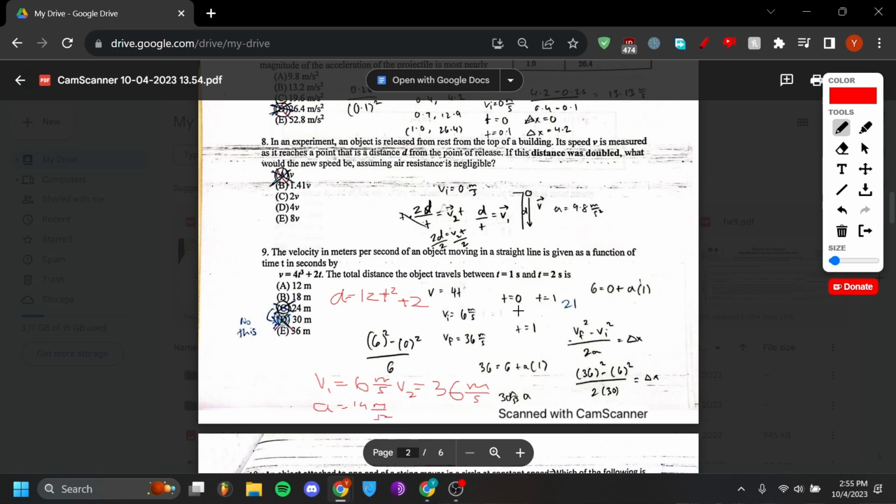Okay, and then we just do Vf squared. You just do equation 5. Equation 5, V2 squared equals V1 squared plus 2A delta X. So you just do V2 squared minus V1 squared all over 2A equals distance, which is 36 squared minus 6 squared all over 2 times acceleration, which is 14. And that should give you the distance.